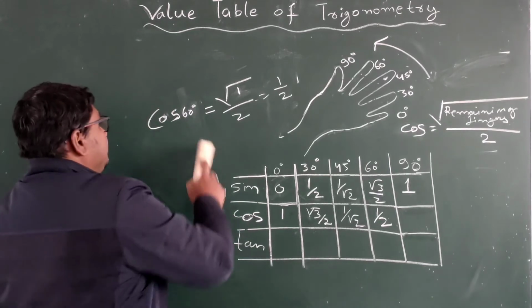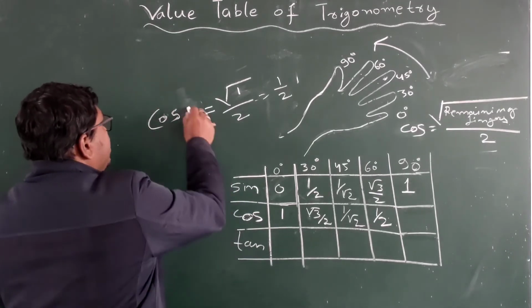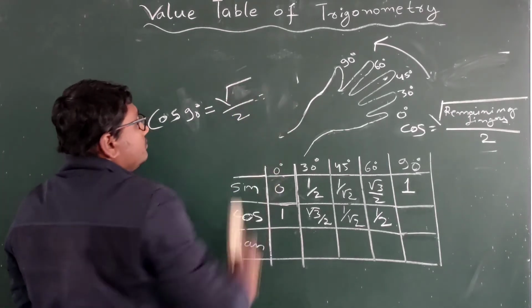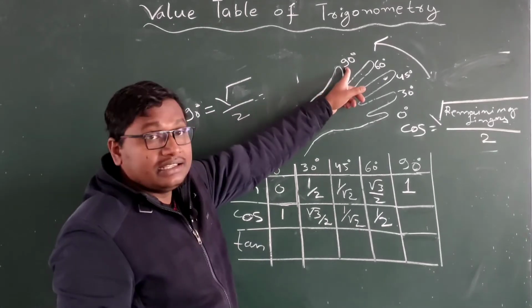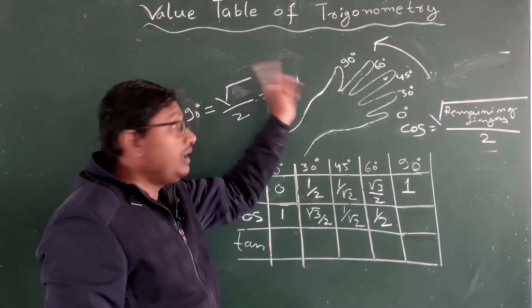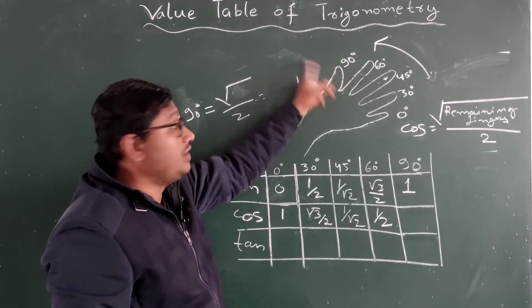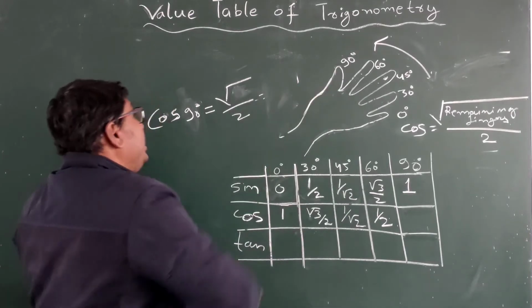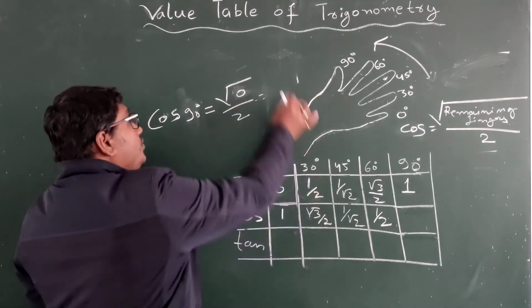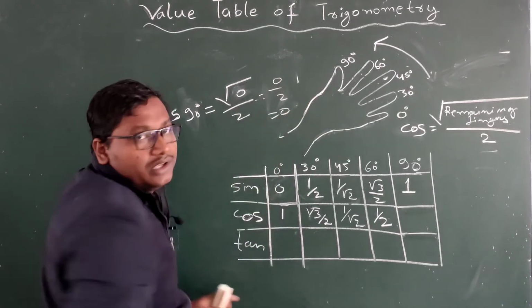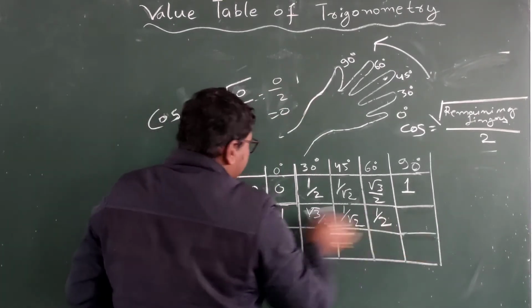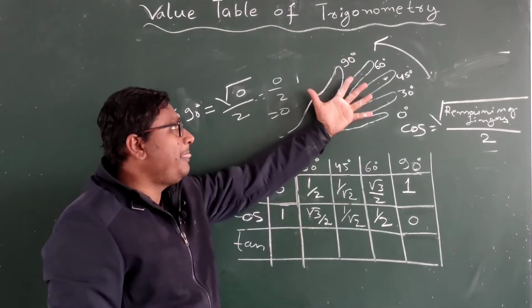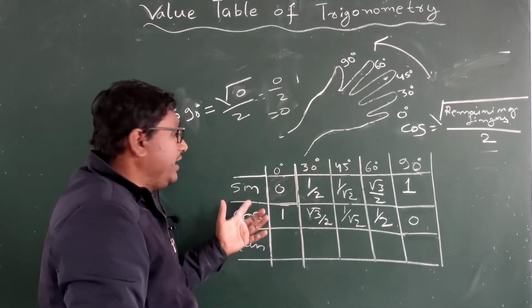Now cos 90 degree this time. Same formula. 90 degree is here. We are going this way in the anti-clockwise direction. Above this finger, there are no fingers. After this, there is no finger. So we need to write here 0. The square root of 0 will be 0, divided by 2 will be 0 only. So that's why cos 90 will be 0. So using the left palm, you can easily get the value of sine and cos.